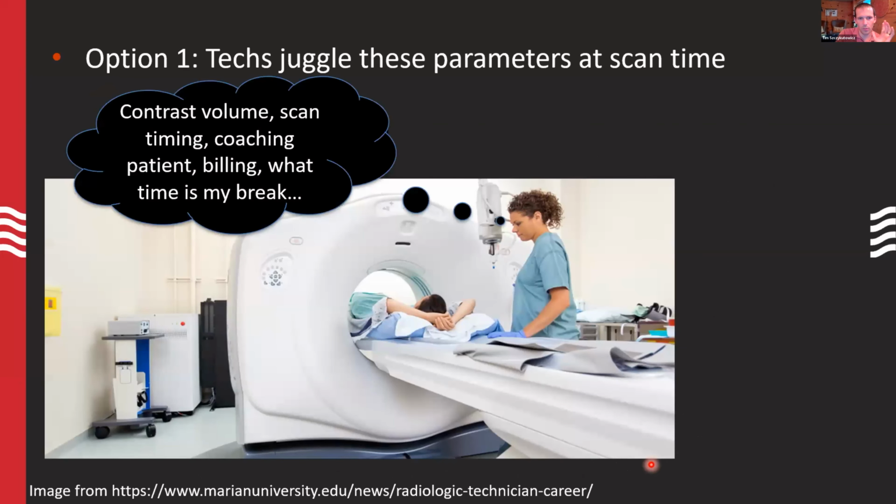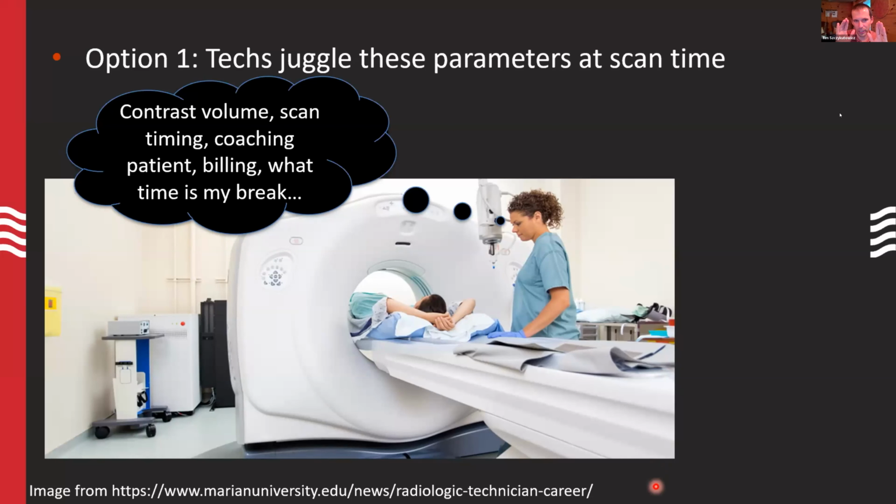All right, so I'm going to go over a few different options one could have to do this. Some of them are at scan time, maybe not the best idea, and others are more advanced. Here I'm showing a picture of a technologist at scan time. They've got a lot that they're worried about. That's not a place I like to be talking to a tech. They're busy, trying to focus on their patient. The last thing in the world they want to think about is a bunch of physics parameters, right?